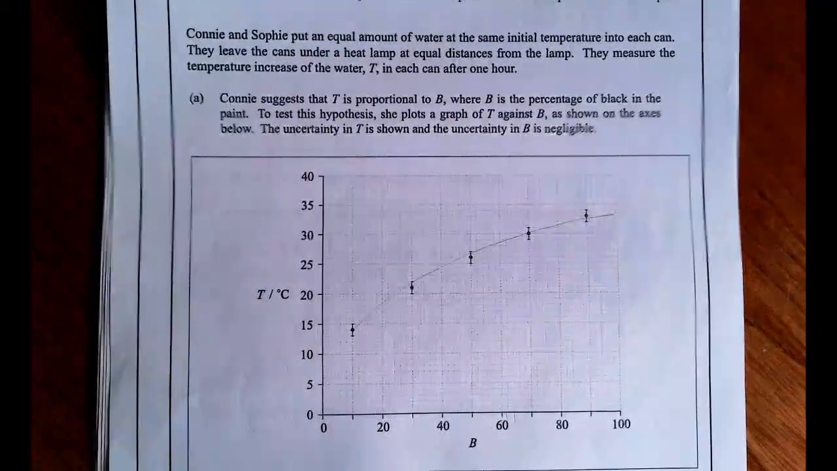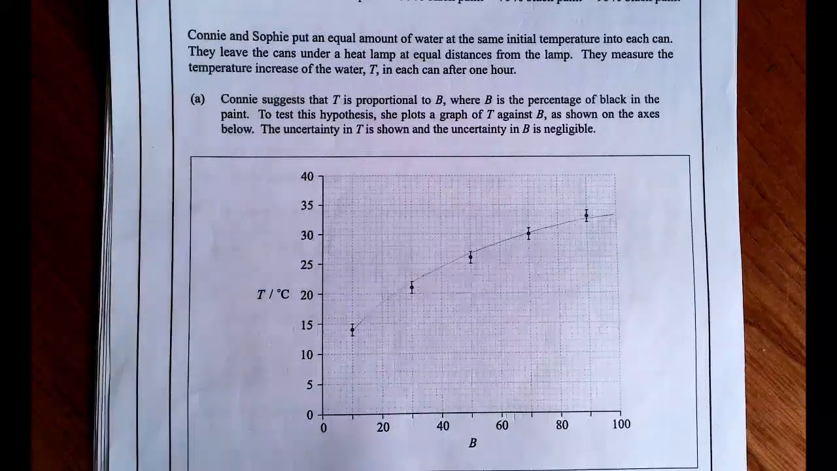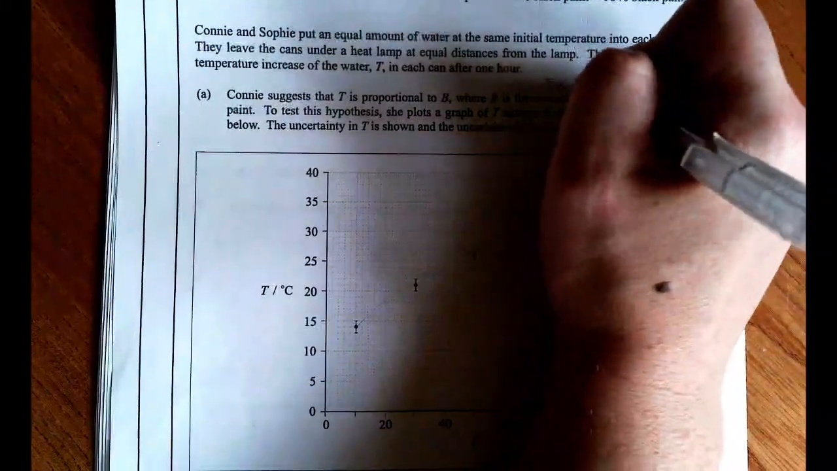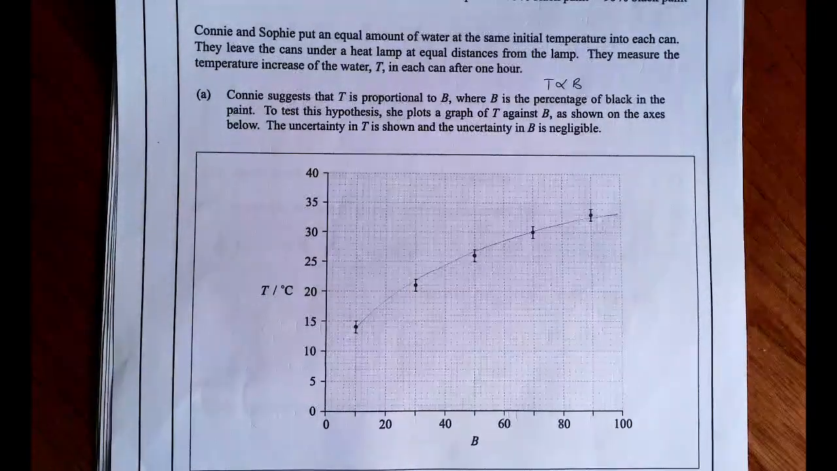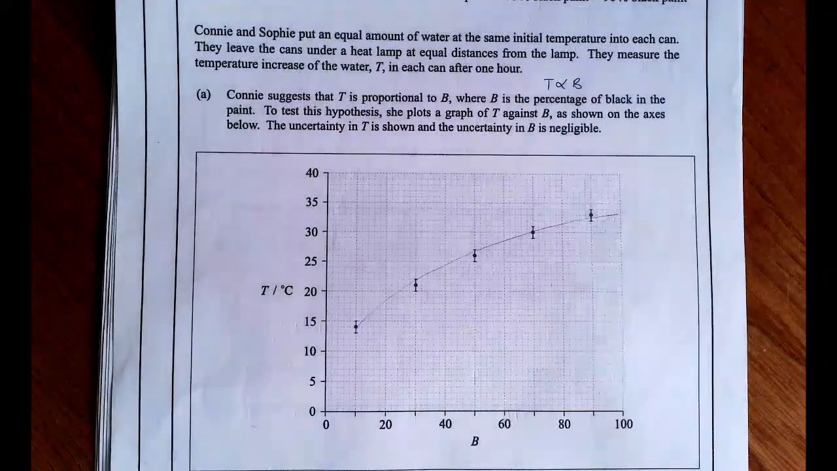Connie suggests that T is proportional to B. Okay, so we can express that like this, where B is the percentage of black paint. To test the hypothesis, she plots a graph of T against B, as shown on the axis below.